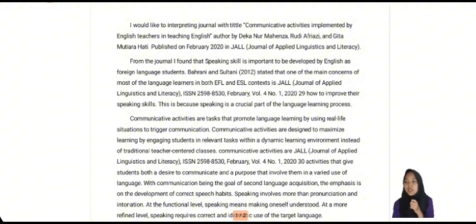Communicative activities are tasks that promote language learning by using real-life situations to trigger communication. Communicative activities are designed to maximize learning by engaging students in relevant tasks within a dynamic learning environment instead of traditional teacher-centered classes.